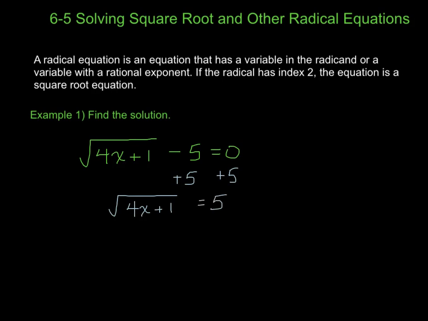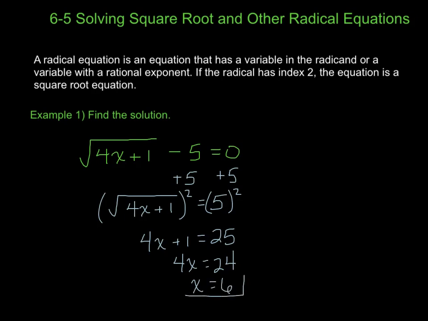Now that we've isolated the square root, we can eliminate the square root. The opposite of a square root is squaring, so we're going to square both sides. And that will give us 4x plus 1 equals 25. Now subtract 1, we'll get 4x equals 24. Divide by 4, and x is equal to 6.